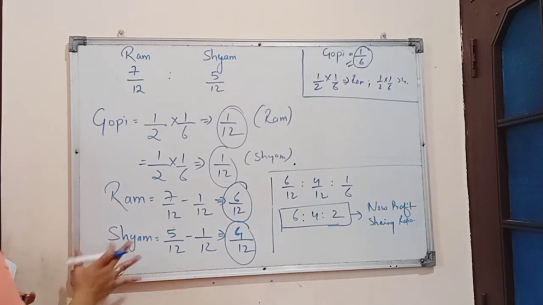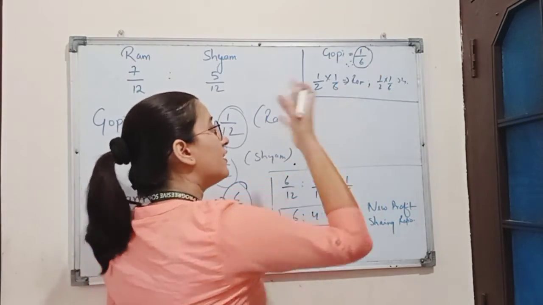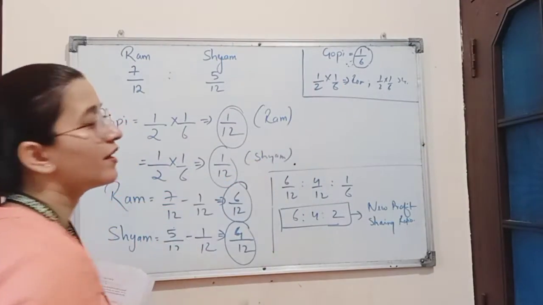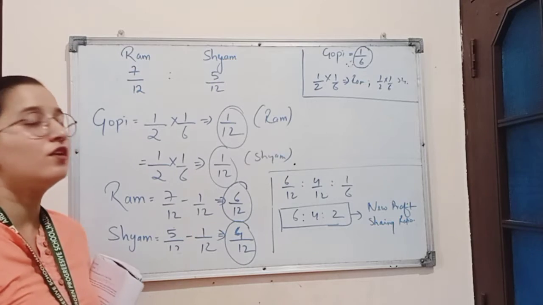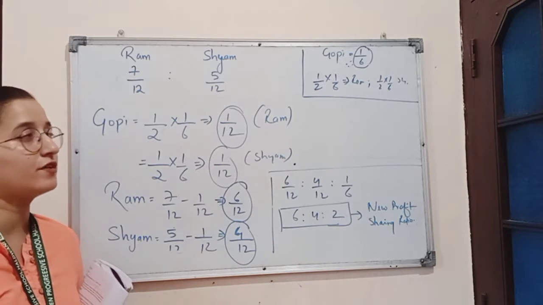So it is clear that in this case, the new share of the partner is given, and it is also given how much share the new partner has acquired from the old partners. So this is how we will calculate the new profit sharing ratio when a new partner is admitted into the partnership.